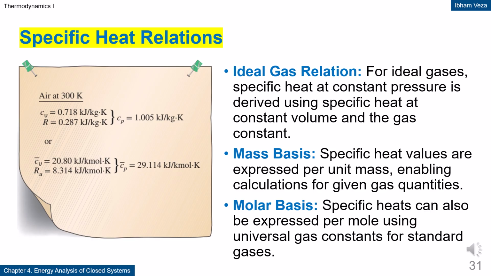Specific heat relations. For ideal gases, the specific heat at constant pressure can be derived from the specific heat at constant volume and the gas constant. This relation shows the fundamental connection between Cp, Cv, and R. Specific heat values can be expressed on a mass basis or a molar basis. The choice of basis depends on the needs of the analysis. This relation is very frequently used in gas thermodynamic calculations.